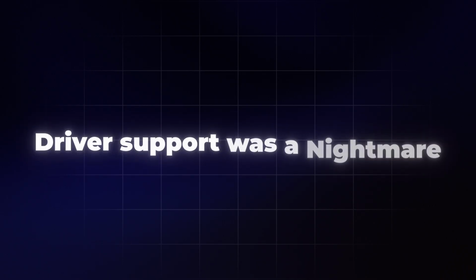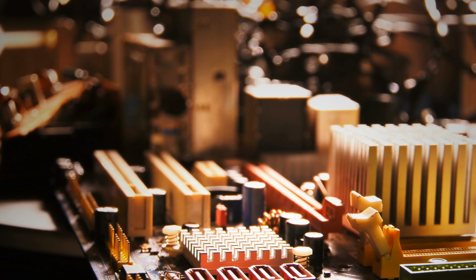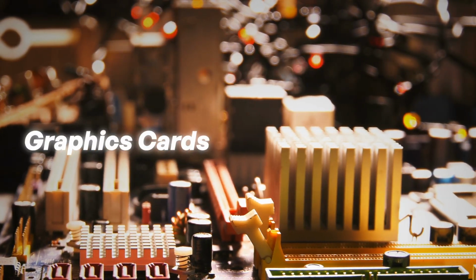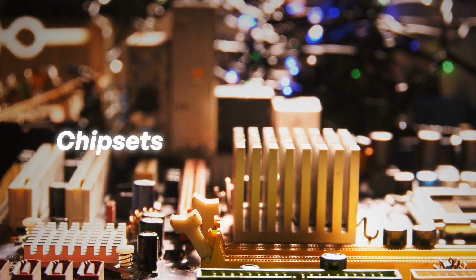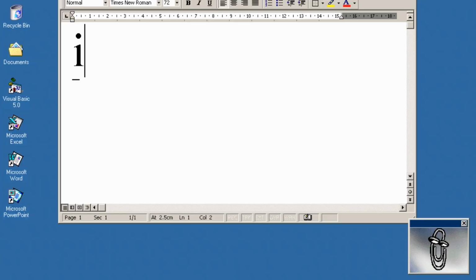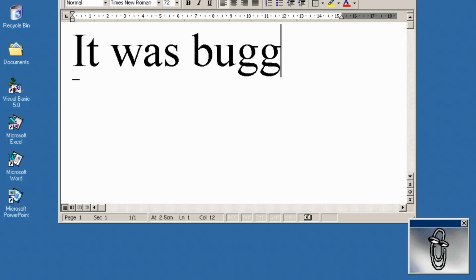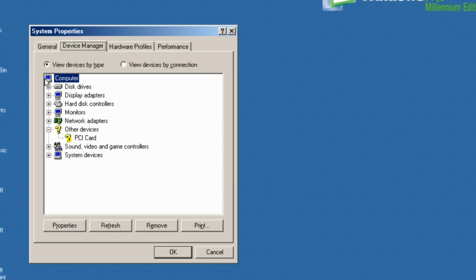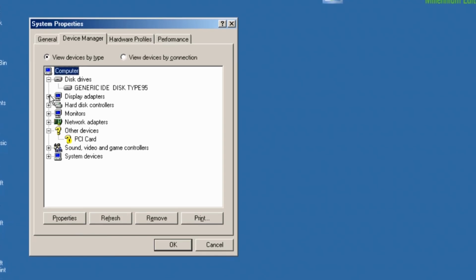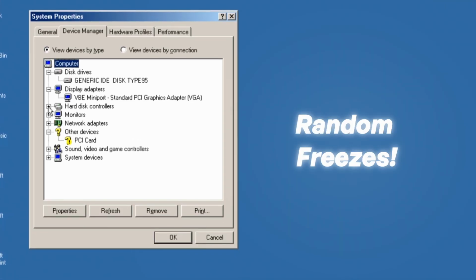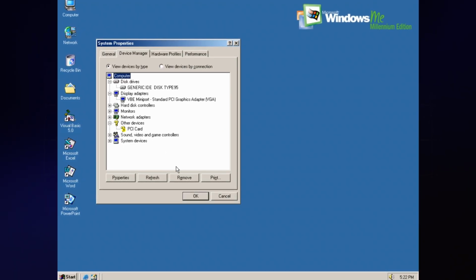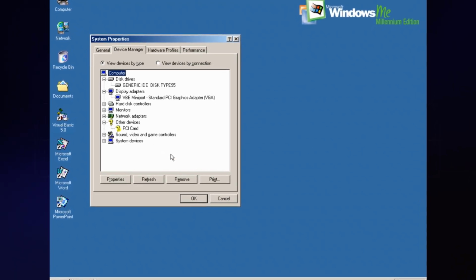Driver support was a nightmare. Hardware was changing fast in 2000. New sound cards, new graphics cards, new peripherals, new chipsets. And Windows ME had a reputation for breaking things that worked fine in Windows 98. Install one bad driver and the entire system could become unstable. Random freezes, unexpected reboots, weird errors that were almost impossible for normal users to troubleshoot.